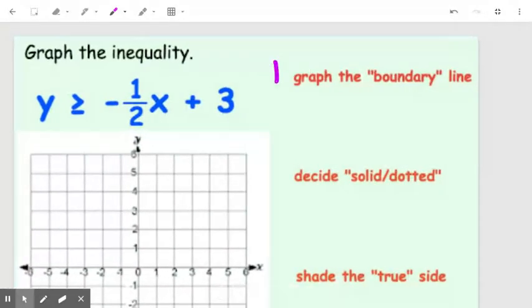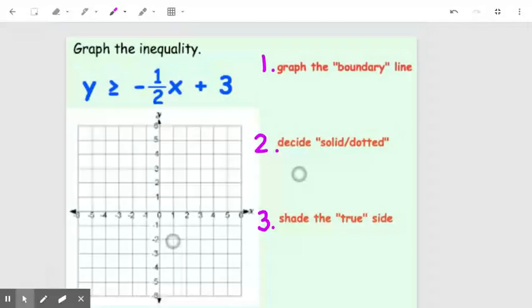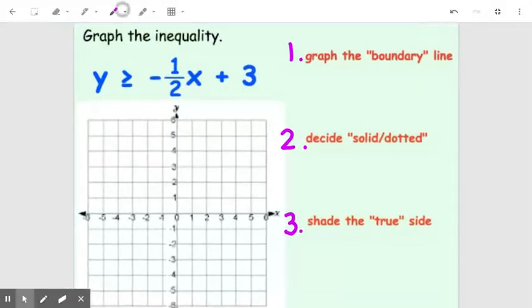The first one is we have to graph what we call the boundary line. The second step is to decide if the line is going to be solid or dotted. And the third step is to shade the true side of the inequality. So when I look at this inequality, the first thing I notice is that it's in slope-intercept form, and it has this greater than or equal to in it.